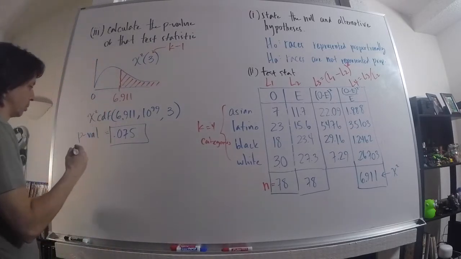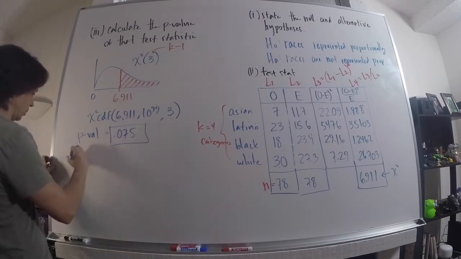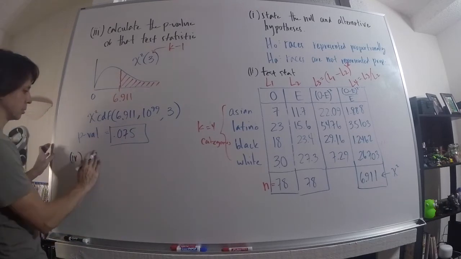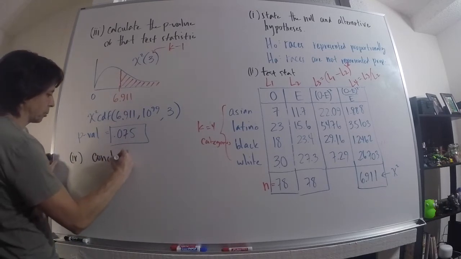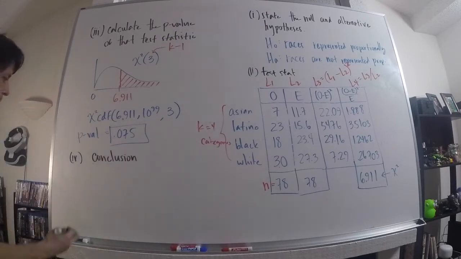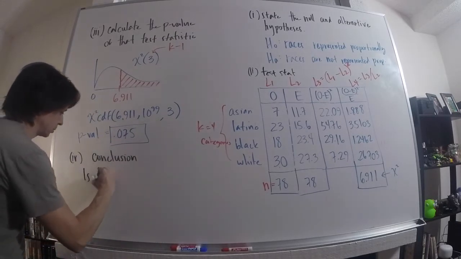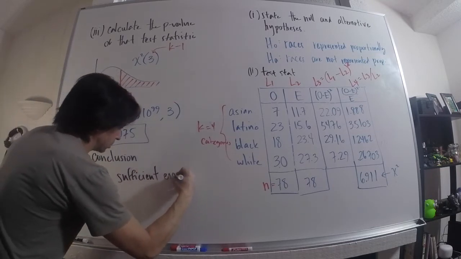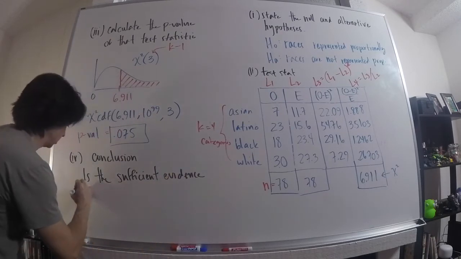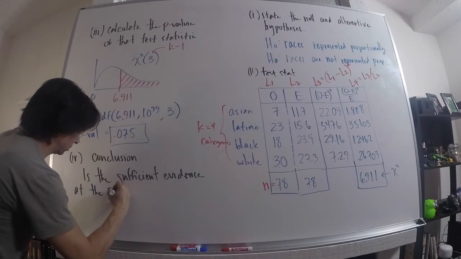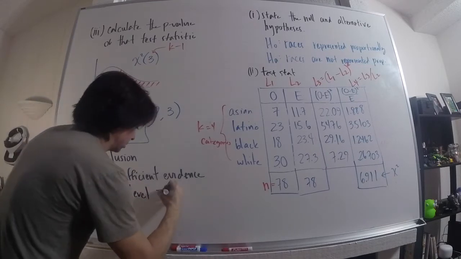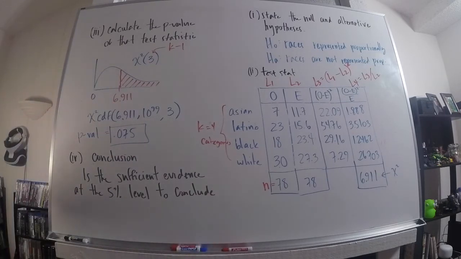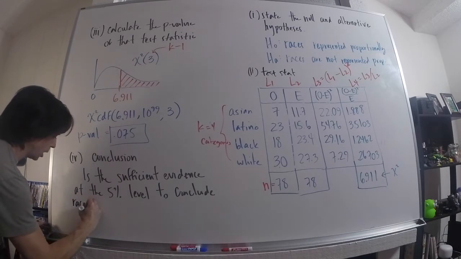Are we going to sue this school? I've got to give you two conclusions. So there's going to be two. But I'm going to actually ask two separate conclusions. Is there sufficient evidence at the 5% level to conclude the races are not represented proportionally?